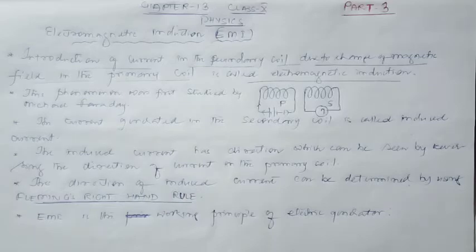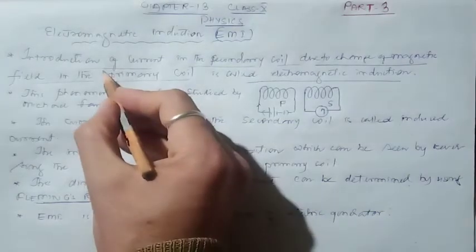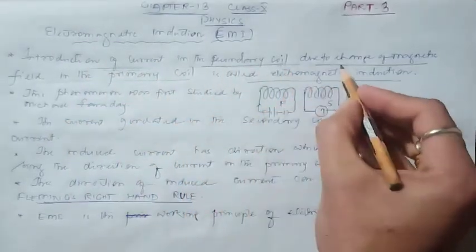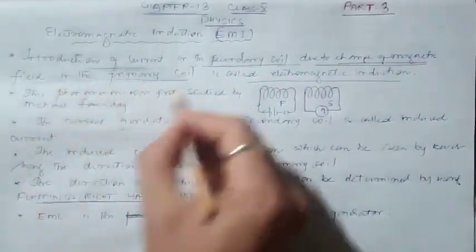Because of a change in magnetic field, we can develop a voltage, and because of that developed voltage, current flows. So this phenomenon in which the voltage or potential difference develops because of change in magnetic field and the current flows is called electromagnetic induction. So that's what we mean by this: induction of a current in the secondary coil due to change of magnetic field in the primary coil.